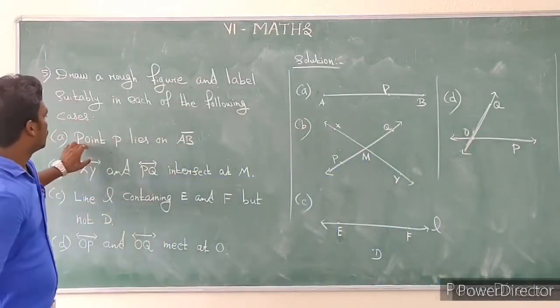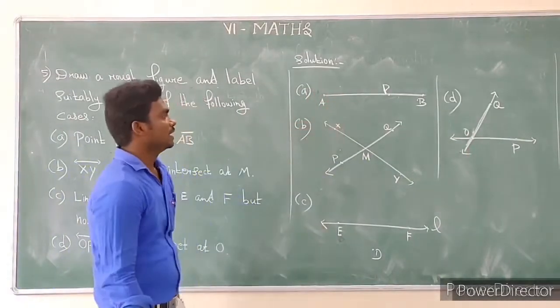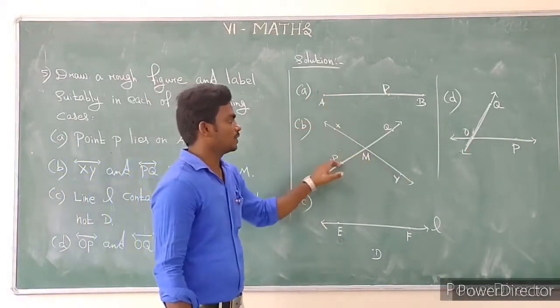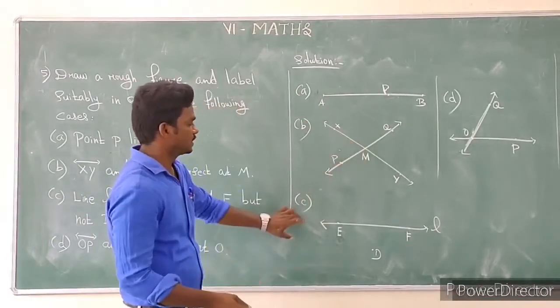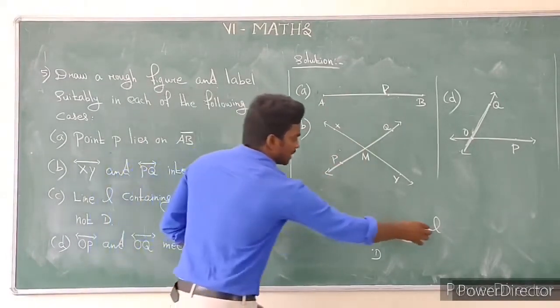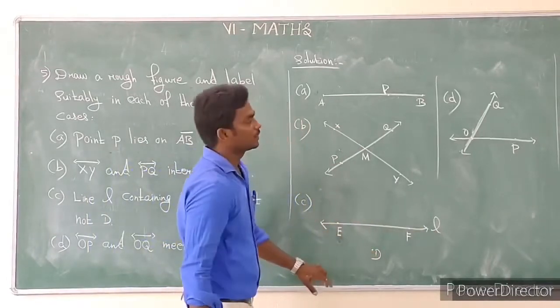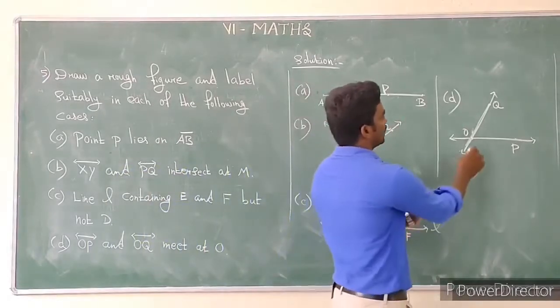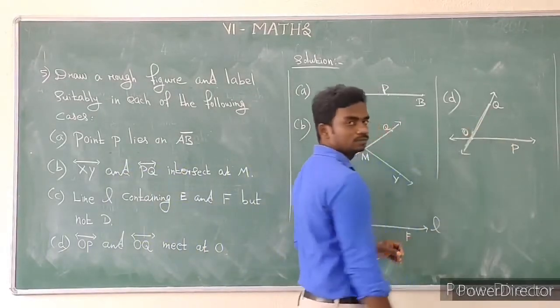First one is point P lies on AB. Point P lies on the line segment AB. Next, line XY and PQ intersect at the point M. By this method we can draw this line. Next, a line L containing the points E and F but not containing the point D. Line OQ and line OP meet at the point, what is that? O.